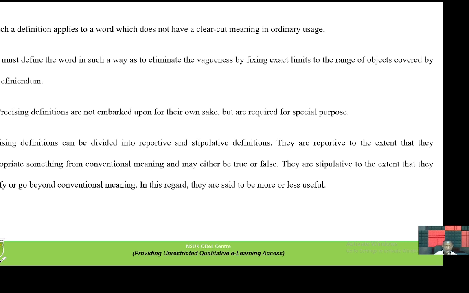Precising definitions can be divided into reportive and stipulative definitions. They are reportive to the extent that they appropriate something from conventional meaning and may either be true or false. Then they are stipulated to the extent that they clarify or go beyond conventional meaning. In this regard, they are said to be more or less useful. And in doing that, whoever is using that term is now aware of the meaning that is being attached to that particular term or word within the context that it is being used.